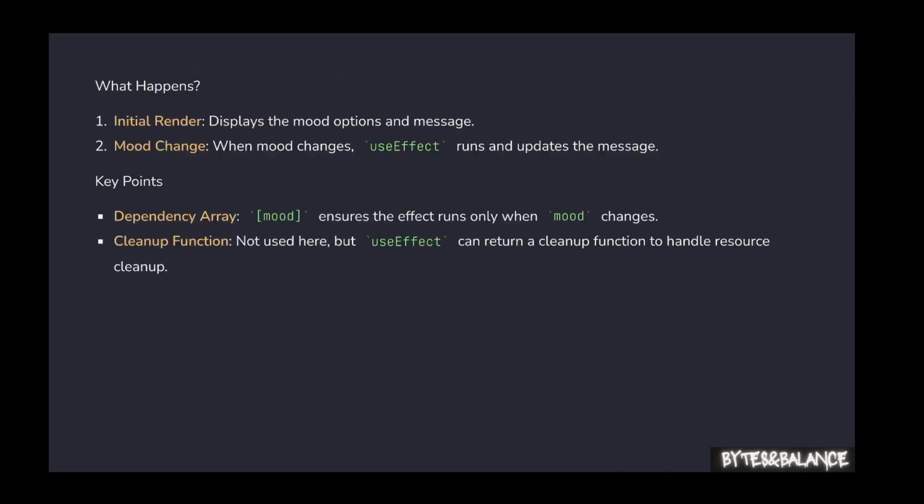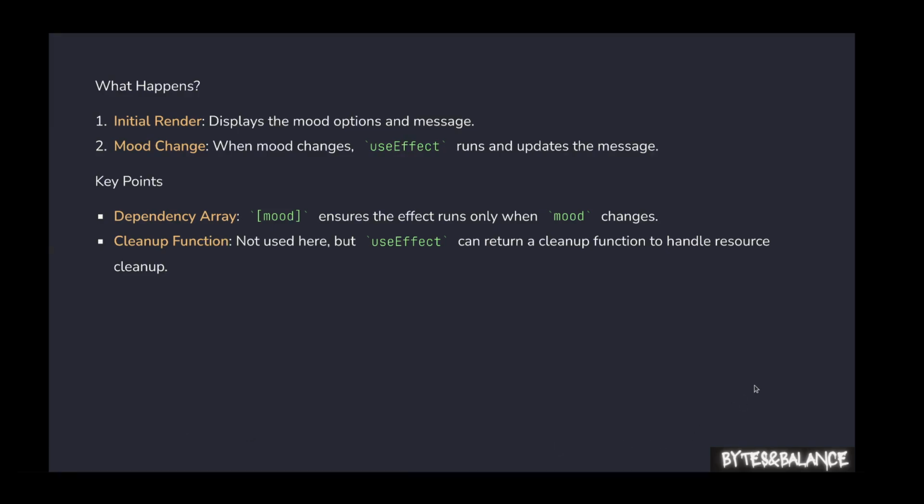Okay, what happens in this code? First, during the initial render, the component displays the mood options and an initial message, which is empty at first. The buttons are set up to allow the user to choose their mood. Then when the user selects a mood, a change occurs. At this point, the useEffect hook comes into play. It detects a change in the mood state and updates the message to reflect the new mood.